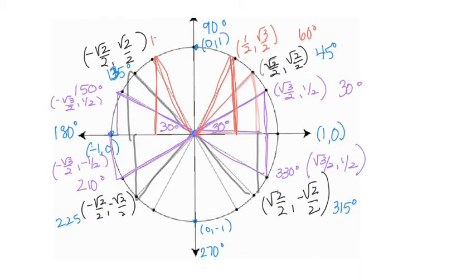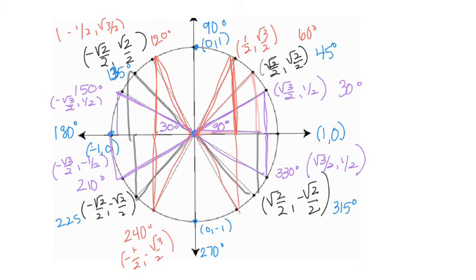So this is 120. And I go negative 1/2. I ran out of room. Positive square root of 3 over 2. This one's negative, negative, right? So this is 240. Negative 1/2, negative square root of 3 over 2. And then over here, my last one would be 300. And that's positive 1/2, negative square root of 3 over 2.